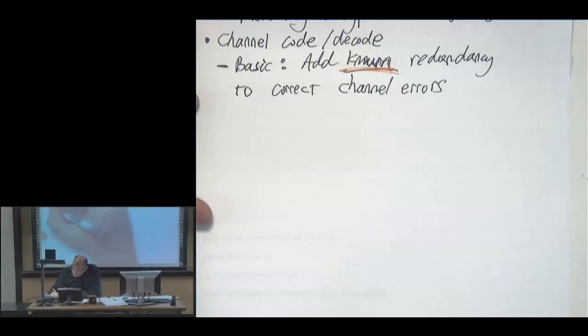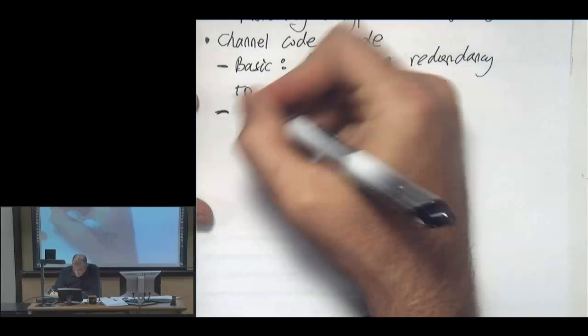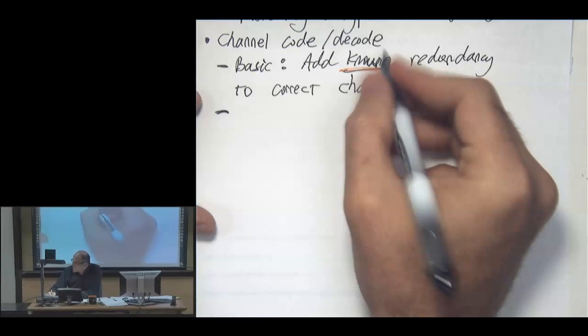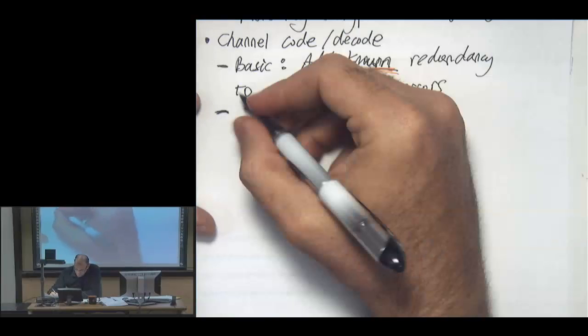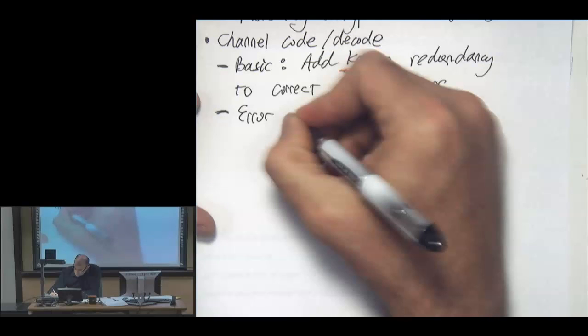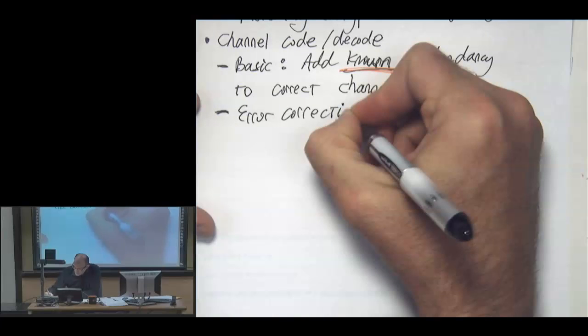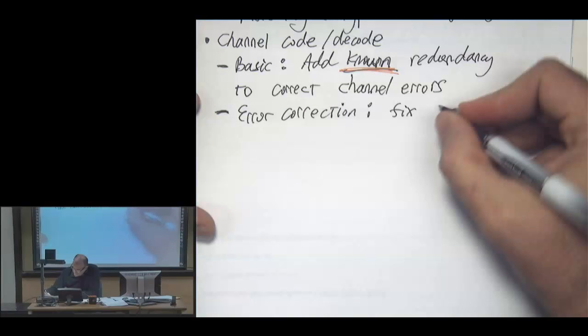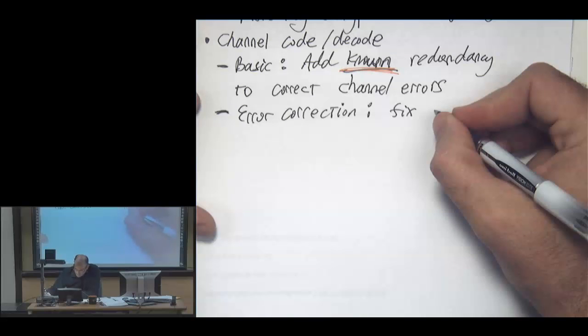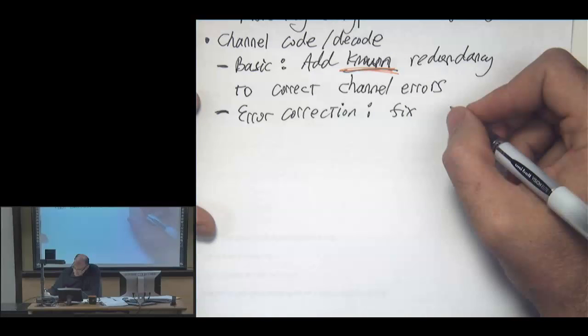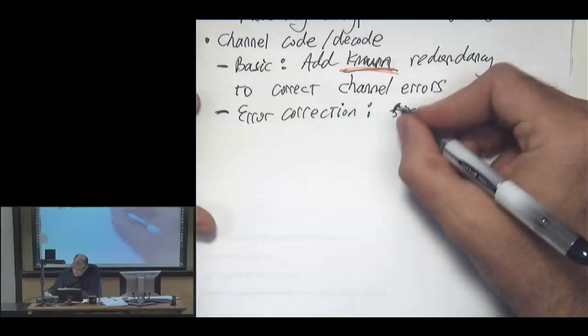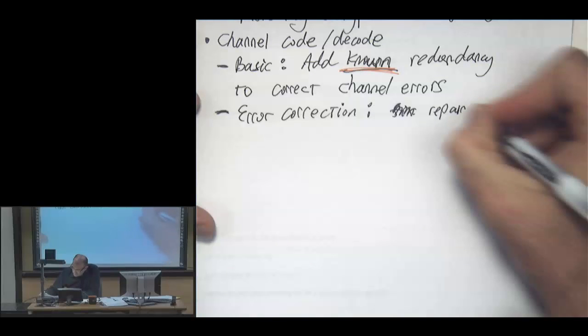Now, before I talk about some of the forward error correction techniques here, I want to mention 2 of the things that we typically do with channel coding in wireless. The first is error correction. That's the example I just gave. So we fix, let's say, repair the received signal.